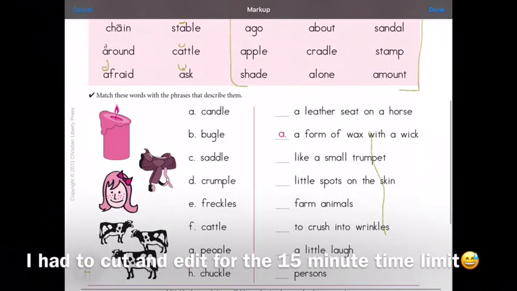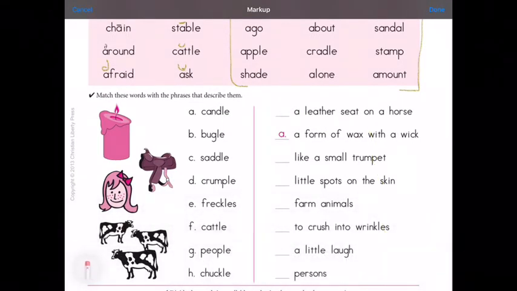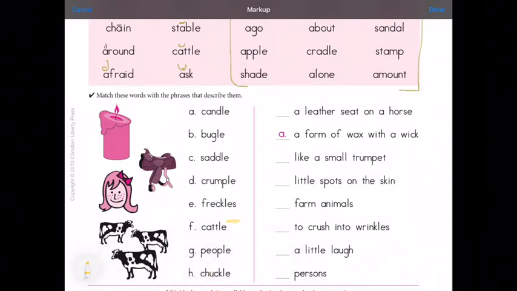Okay, your check mark tells us that we need to do what? Match these words with the phrases that describe them. So some of these words we've seen before. We've talked about cattle, freckles, a bugle is like that trumpet horn kind of thing. We know what candles are. So just go in and match the word.